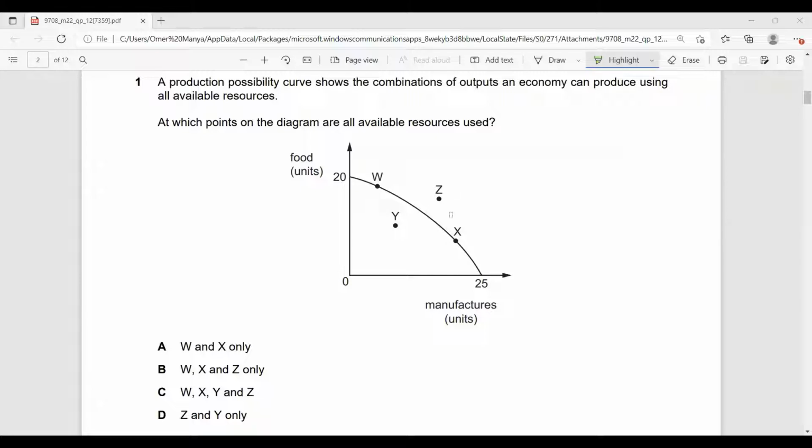Whereas point Z is a point that lies outside the PPC. This indicates scarcity. We do not currently have the resources to produce at point Z. So the answer here is A, W, and X only. These points show that all available resources have been used.